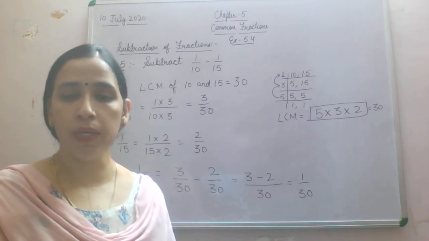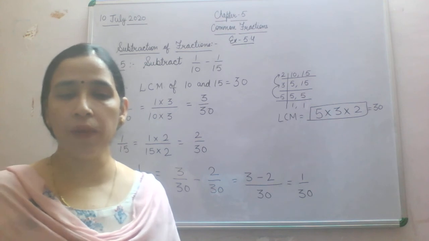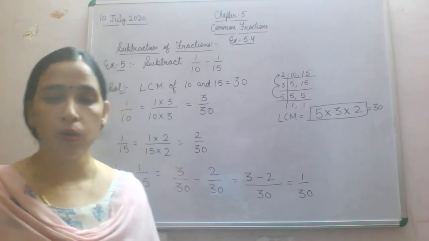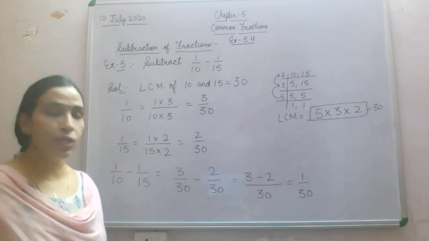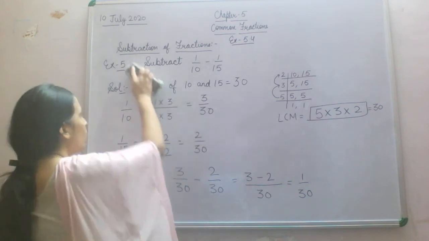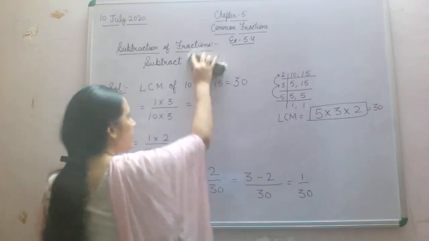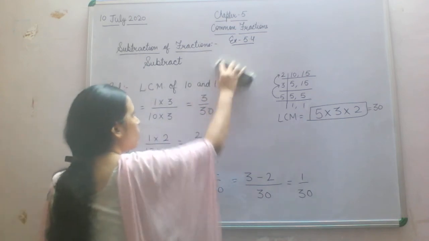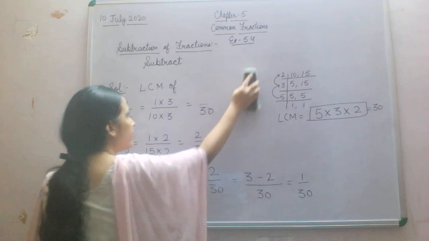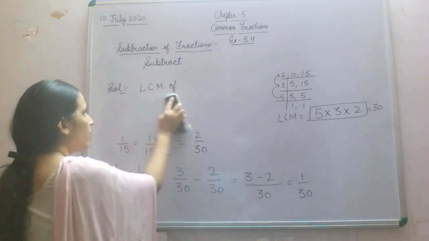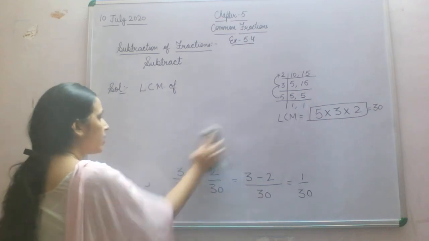Subtract the following. Now question number 15, we will do it right now. So let's start question number 15. Now what is given in question number 15? 1 by 3 minus 1 by 4. So let's start that question.